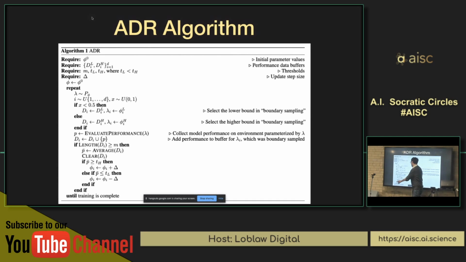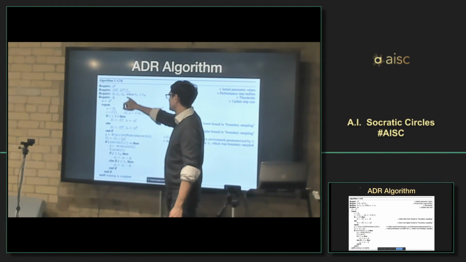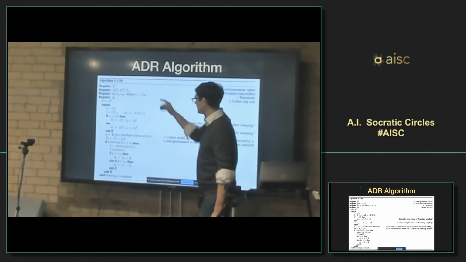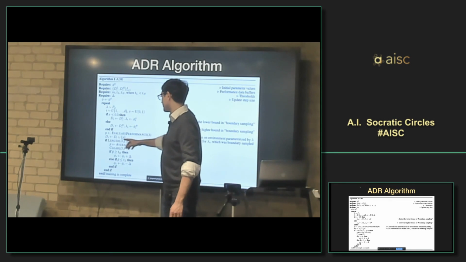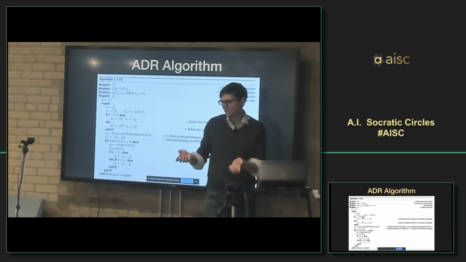If you have enough trials, you calculate the average performance of that buffer. You clear it, and if it's doing better than a certain threshold, you increase the noise on that dimension, or you decrease the noise on that dimension if it does worse than a certain point. So this is just some random value you started with, and you add the lower and higher bound, and these are the replay buffers. Basically, each time you fix a dimension, you run it, and then you store the performance in the appropriate buffer, the buffer for that dimension.